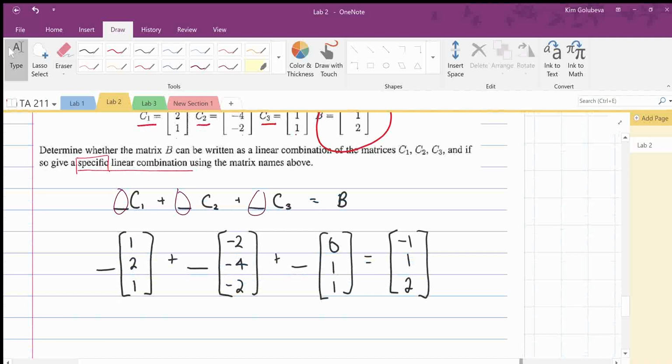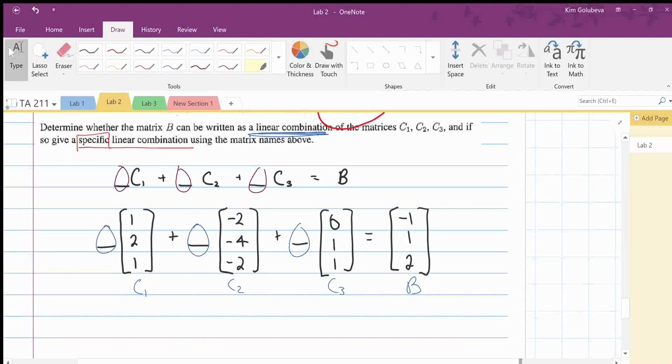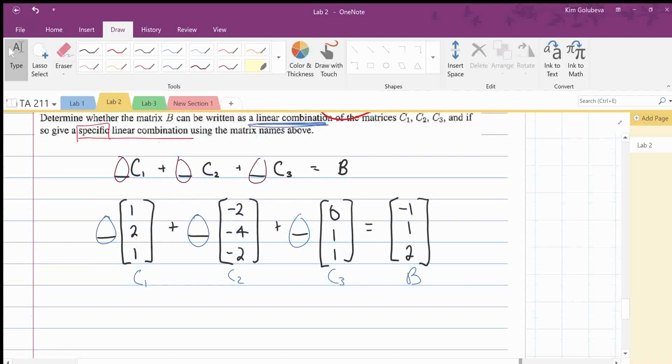Your goal is to find out what these coefficients are. So what combination of these guys right here, of C1, C2, and C3, add up to B? So that's all we're doing when we're talking about linear combinations. Okay, so first thing that we're going to do is label these as our X, Y, and Z coefficient. So these are the things that we're trying to find out.